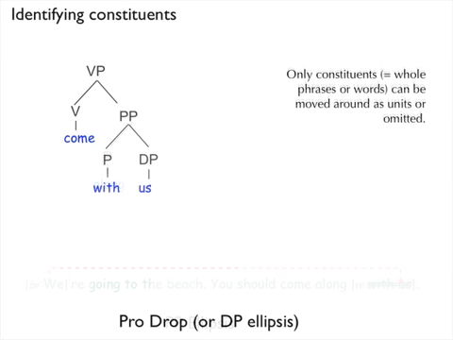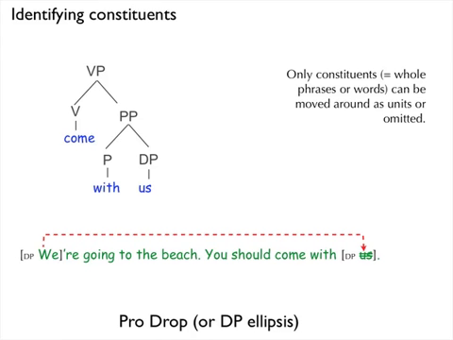So it's fine to ellipse a whole PP. But you can also, here's a case where you can apparently, and this is a case that would be called prodrop, maybe, or DP ellipsis. For some speakers, I can't do this, but I know people can. We're going to go to the beach, you should come with, right?